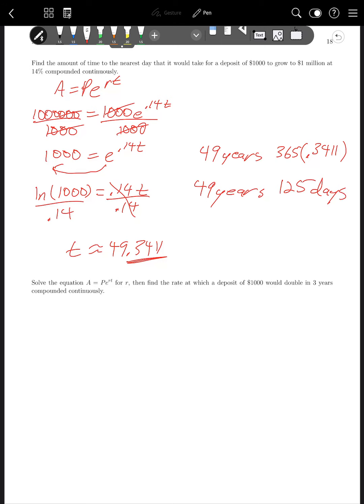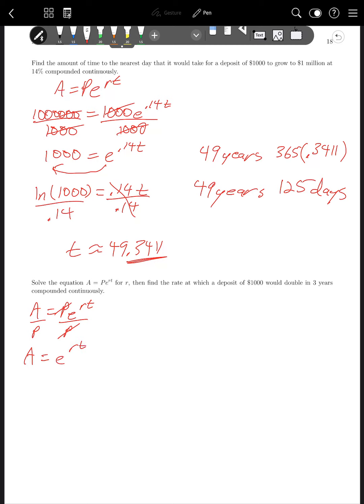Now, we could also solve the equation before plugging in the numbers for the variable. So like here, this tells us to solve the equation A equals P times e to the rt for r, right? We talked about how to do this in chapter 1. It means isolate the r. So to isolate the r, we would divide by P. So we get A over P equals e to the rt.